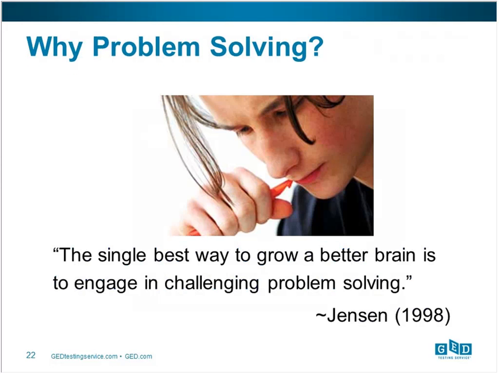And what we've learned is that the single best way to grow a better brain is to engage in challenging problem solving. And that's what we want to do. We want to enable our students to grow a better brain, to be able to solve problems, to go out in the world and do a number of different things. But in order to do that, they have to have a lot of tools and a lot of basic concepts at their disposal.